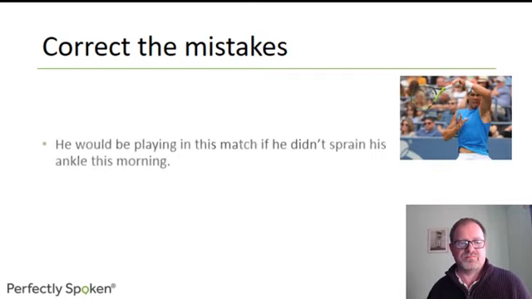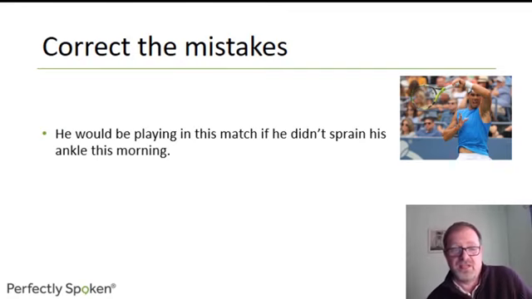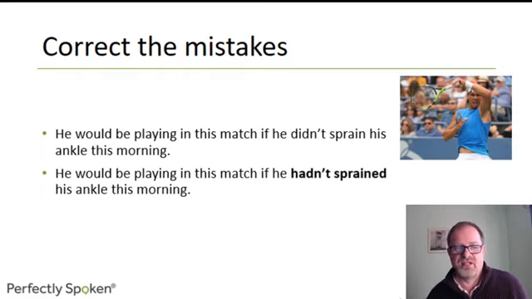Next one. He would be playing in this match if he didn't sprain his ankle this morning. Well, he would be playing in this match is correct because it's now. So it's second conditional. But sprain his ankle is damage the lower part of the leg. This morning is in the past, so we should use the past perfect. So if he hadn't sprained his ankle this morning, this is another example of a mixed conditional. He would be playing in this match now if he hadn't sprained his ankle this morning.